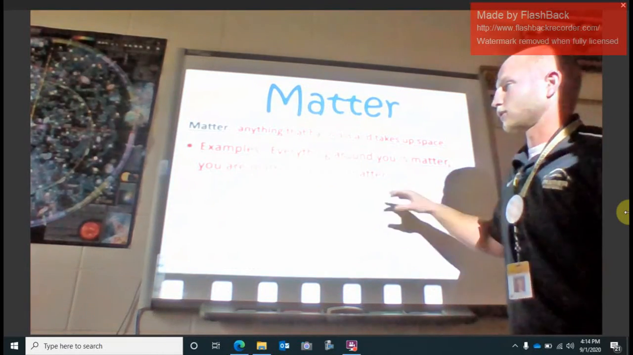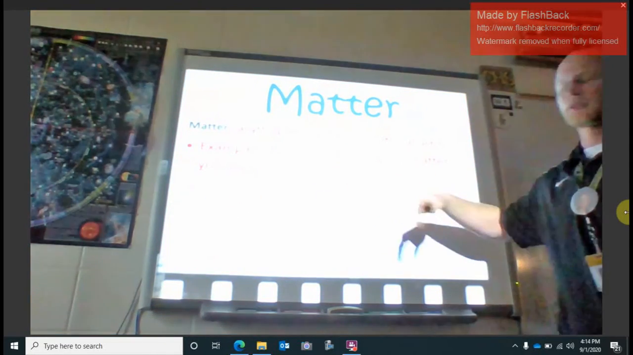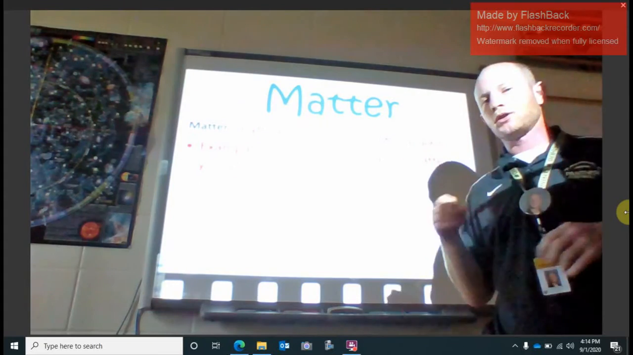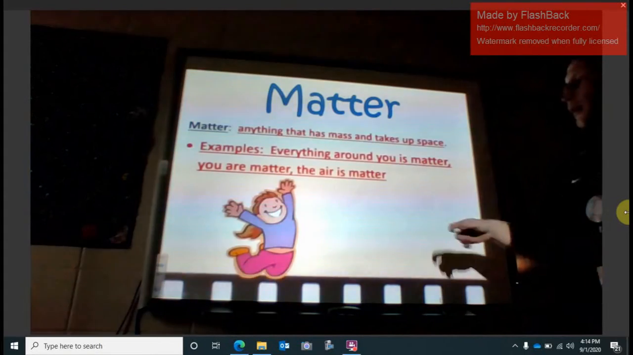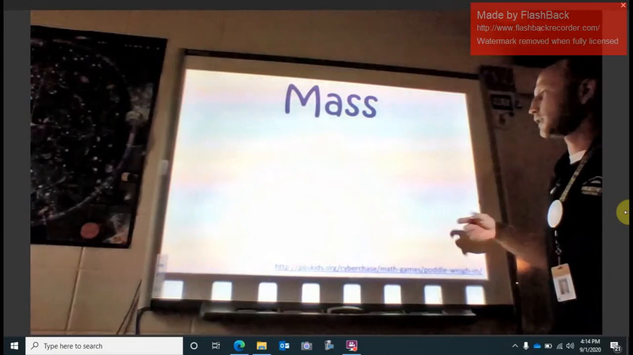Examples are everything around you. Air is matter, right? We can see wind, and you can blow across water and see the water ripple because of it.